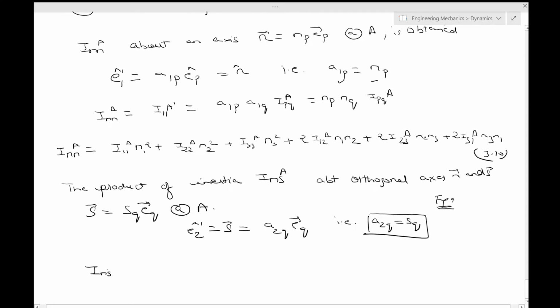Now Ins A will be equal to I12 A dash, equal to a1p a2q Ipq of A, the same transformation law which we had derived. This is equal to n_p s_q Ipq of A. So a1p is equal to n_p from over here, and a2q is equal to s_q.